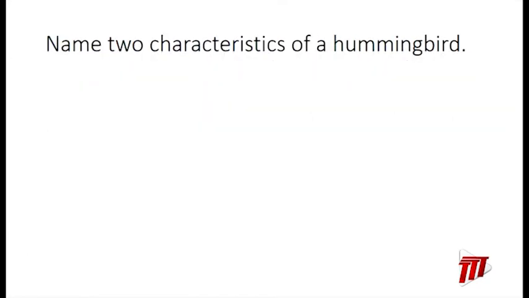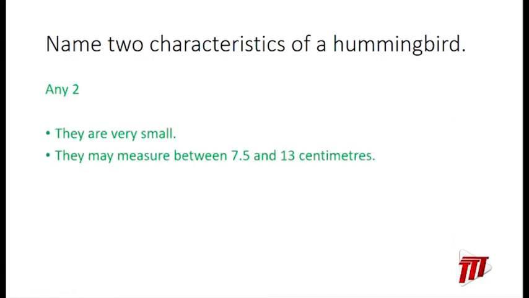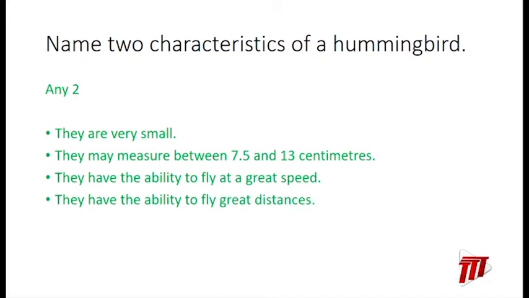So, based on those answers, what are two characteristics you found about a hummingbird? Well, you can choose any of these. They are very small. They may measure between 7.5 and 13 centimeters. They have the ability to fly at great speed. And they also have the ability to fly at great distances. All of these details we found from this text structure.